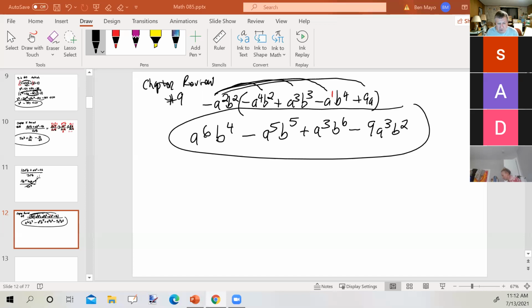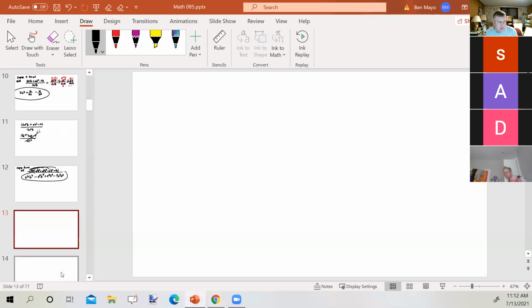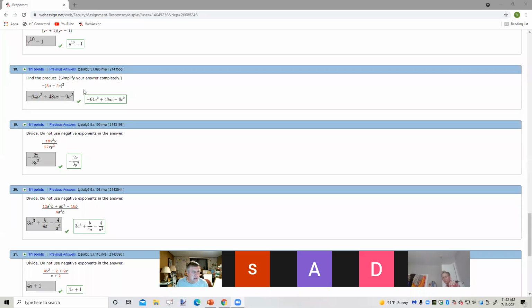Okay, good. Let's take a look at that one. So here is the problem in WebAssign. Okay, so number 18. So notice you've got a negative sign outside of a grouping symbol, and the grouping symbol is squared. Yeah, this can be a tricky one. So let me get this problem copied down. Was this the chapter review? Yes. Okay, chapter review number 18. We have negative the quantity 8a minus 3c squared.